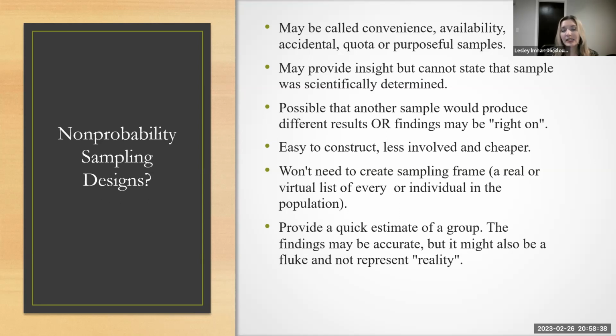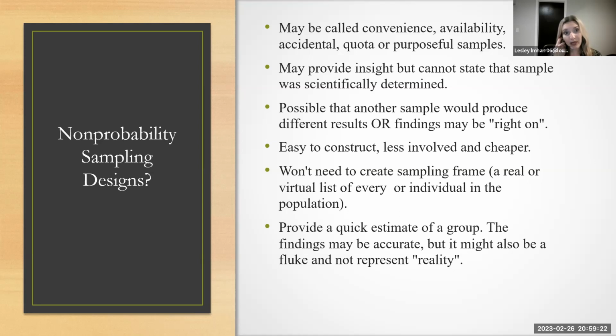So non-probability sampling designs may provide insight, but cannot state that the sample is scientifically determined. So that is a limitation. It's possible that another sample would produce different results or that findings may be right on. They're easy to construct, they're less involved, and they're cheaper. Because they're usually contained within a smaller organization, we don't create a sampling frame. So we typically don't create a list of every person that could possibly participate. We typically send out flyers, meet with organizations, see who responds and interview them.